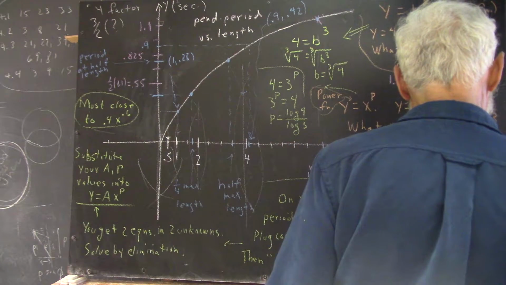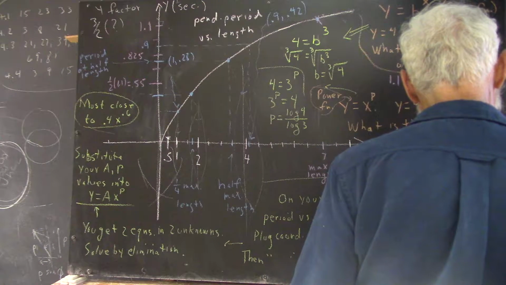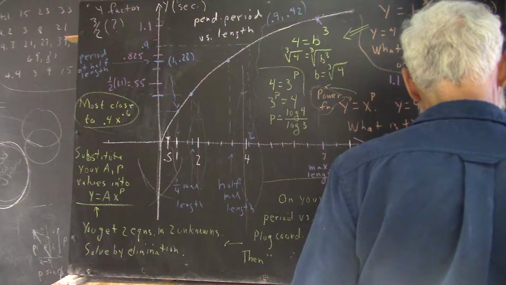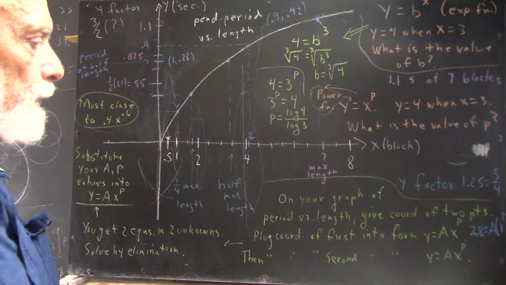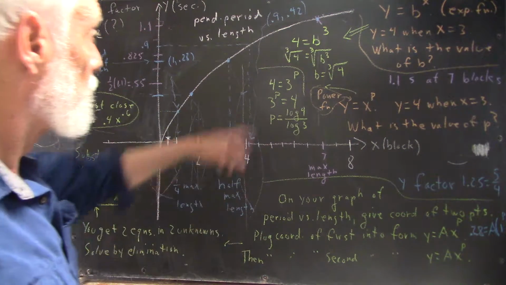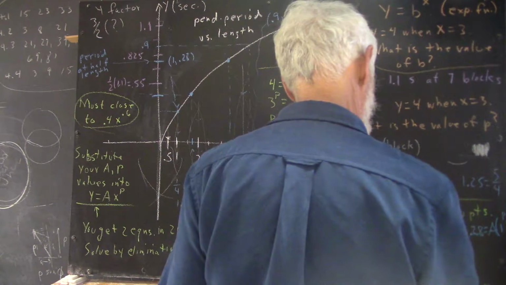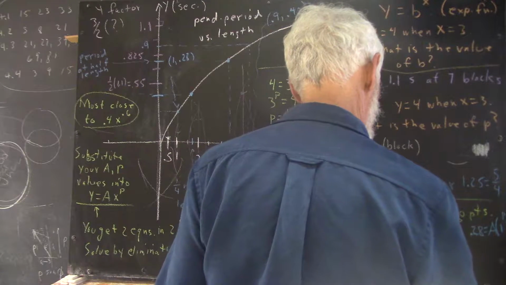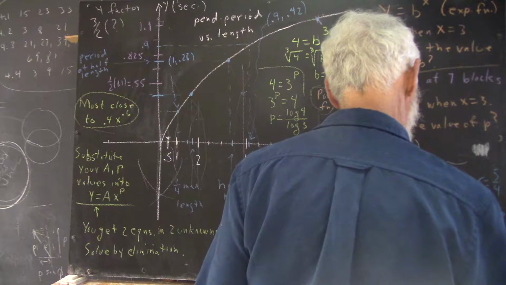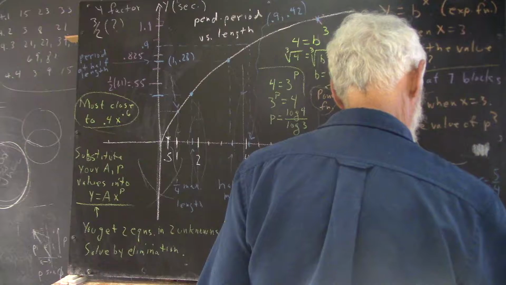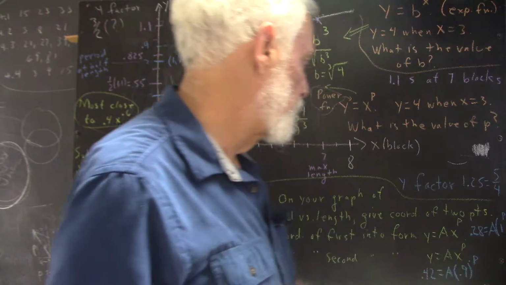We're going to get 0.28 equals a times 1 to the p. Now we plug the coordinates of the second point in, 0.9, 0.42. So we get what? I'll try to write it down here a little close to the bottom of the board, but 0.42 should equal a multiplied by 0.9 raised to the power p. Okay, so now we have 2 equations and 2 unknowns.